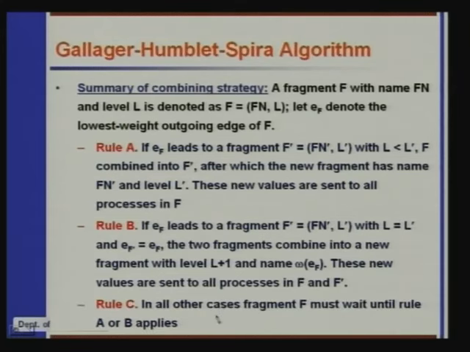This is the rule for combining two fragments at the same level. And the third rule is that in all other cases fragment F must wait until rule A or B applies. So, for example, if a large fragment, a fragment at a higher level, finds that the minimum weight outgoing edge from that fragment leads to a fragment which has a lower level, then the larger fragment will wait. It will not immediately join with the smaller one. And the reason for this waiting will become apparent as we go through the algorithm.